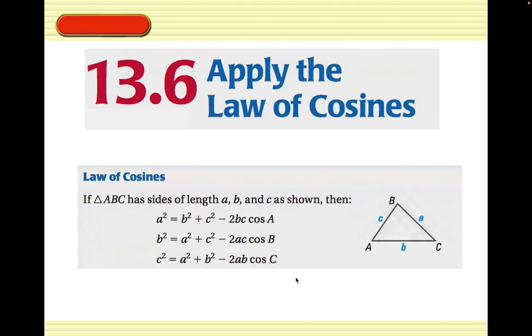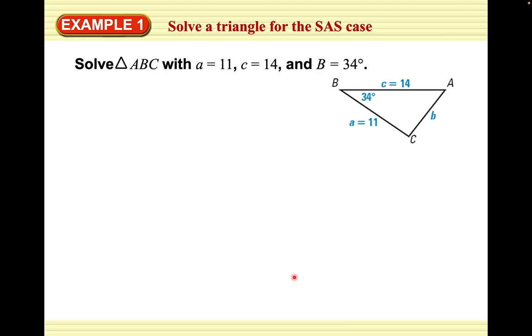All right, now that we've seen that, let's take a look at an example of what this would look like. We want to solve this triangle, and I'm going to set this up very similar to what we did with the law of sines in the last section. So I'm going to put my angle B here as 34. Side A is 11, and side C is 14. And of course I have my B and C like this.